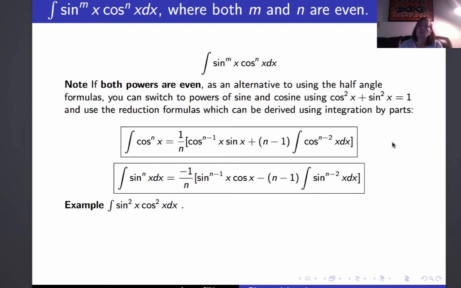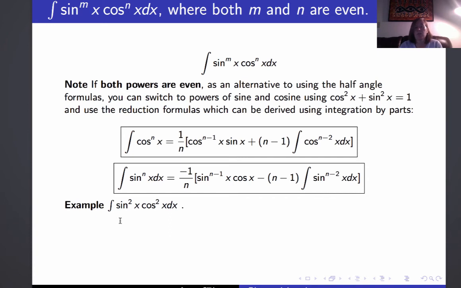So you reduce that power by 2 steps, and then you can apply the formula again to the integral of cosine to the n minus 2 to take the power down by 2 more steps, until you get to something like the integral of cosine squared or the integral of cosine, which you can integrate using very simple methods. Of course, for the integral of cosine squared, you can use the half-angle formula, and you can do the same with any power of sine.